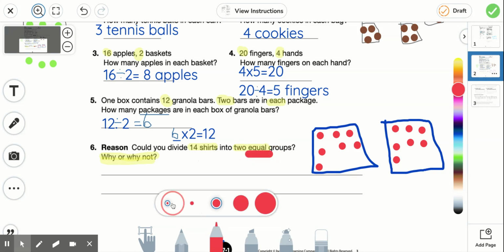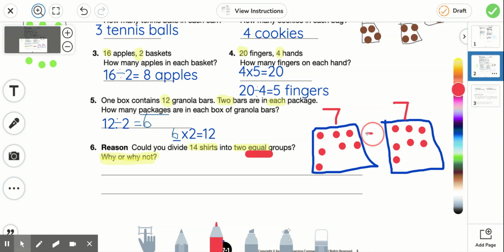So let's look at my groups real quick, y'all. Make sure they're equal. 1, 2, 3, 4, 5, 6, 7. All right, this one has 7. Let's look at our next group, okay? We got to make sure they're the same. 1, 2, 3, 4, 5, 6, 7. This one has 7 also. Are 7 and 7 equal? They are, aren't they? They are 2 equal groups. So yes, we can sort them into 2 equal groups.